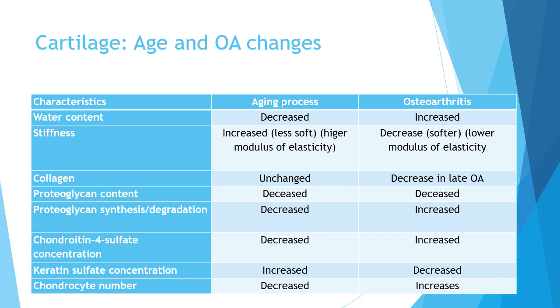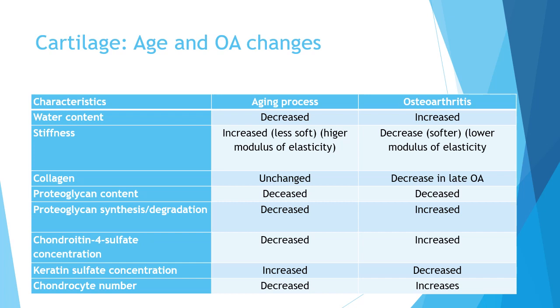The chondrocyte number decreases with aging. However, in osteoarthritis it increases. Both the proteoglycan synthesis and degradation and the chondrocyte number increase in cases of osteoarthritis.